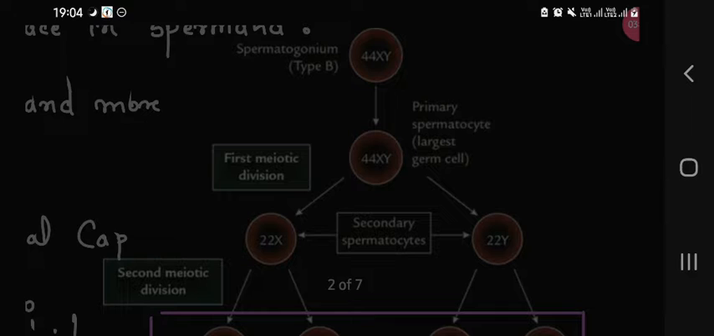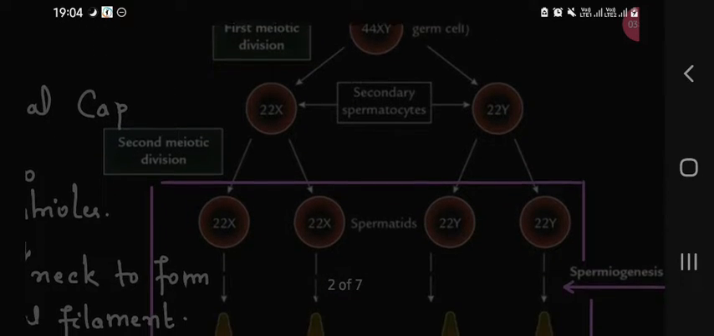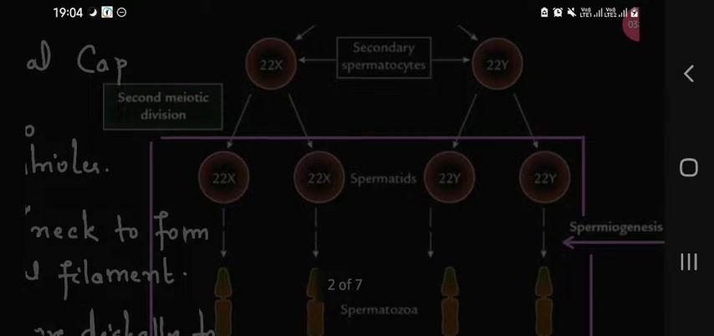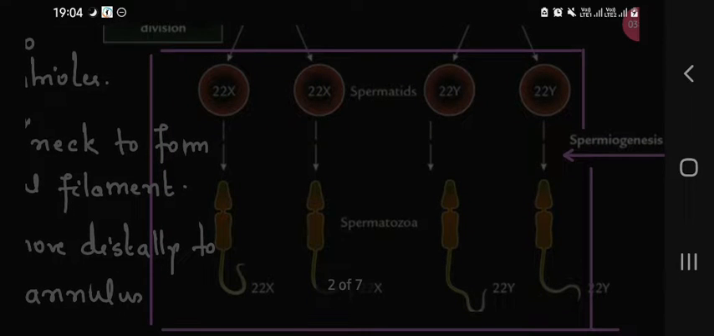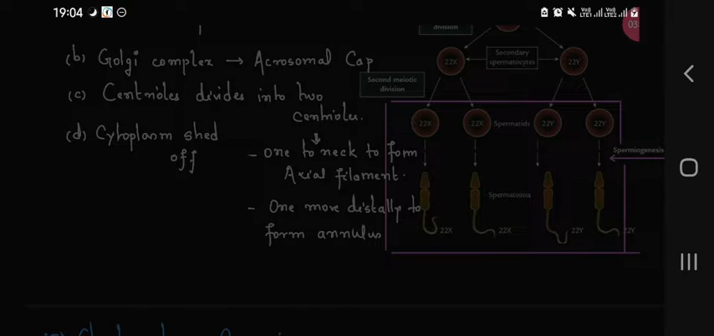So here you can see spermatogonium 2n, first meiotic division, primary spermatocyte is 2n or diploid. It undergoes first meiotic division to produce secondary spermatocytes which are haploid n. Second meiotic division forms spermatids which have haploid content. And here you can see spermatozoa are formed by the process of spermiogenesis.